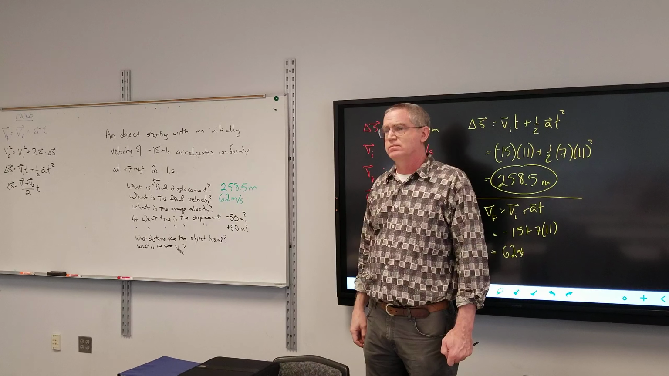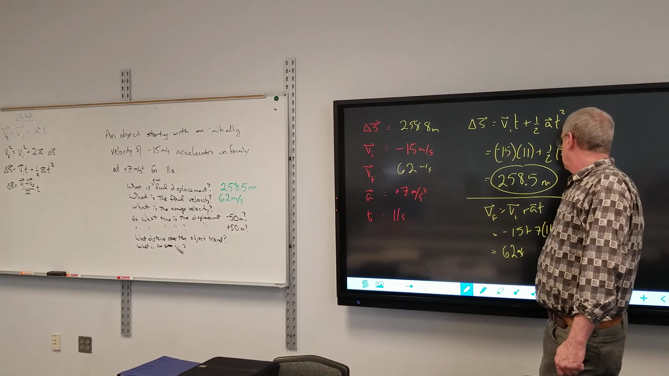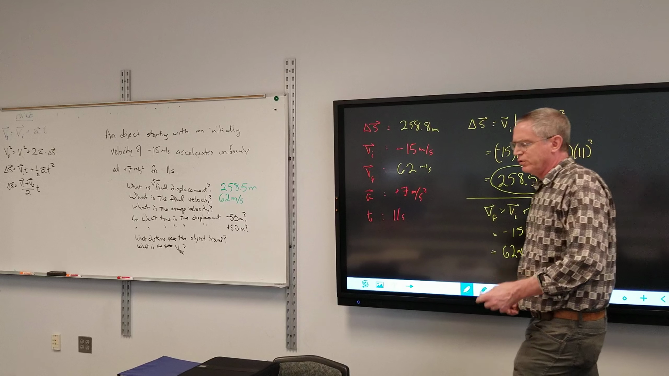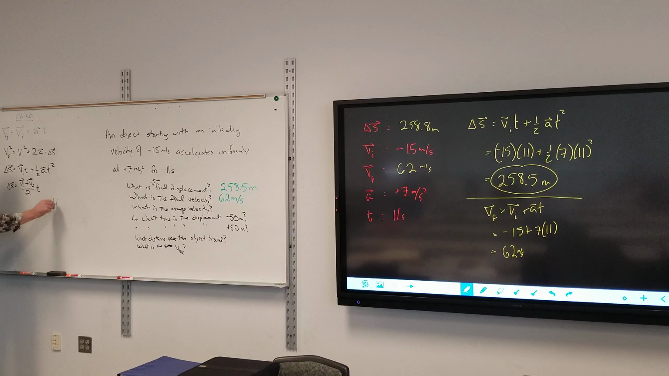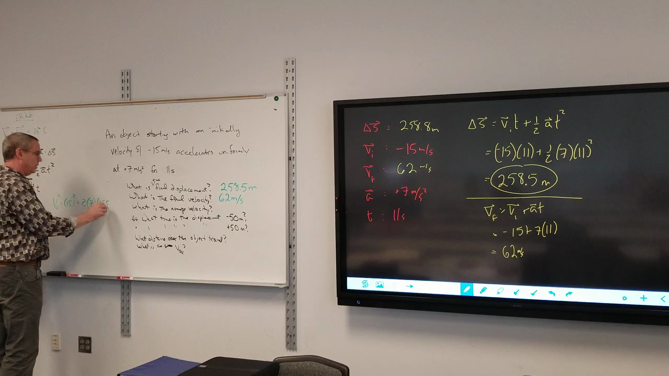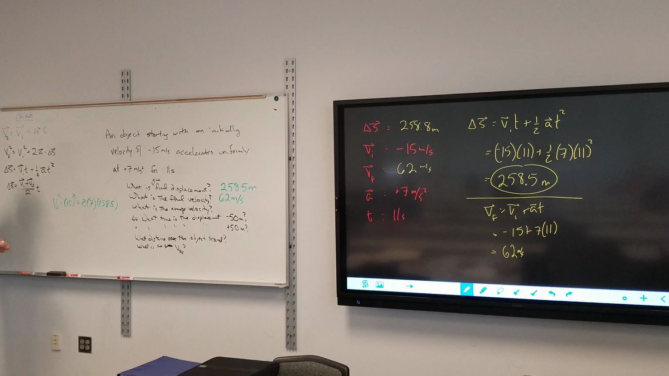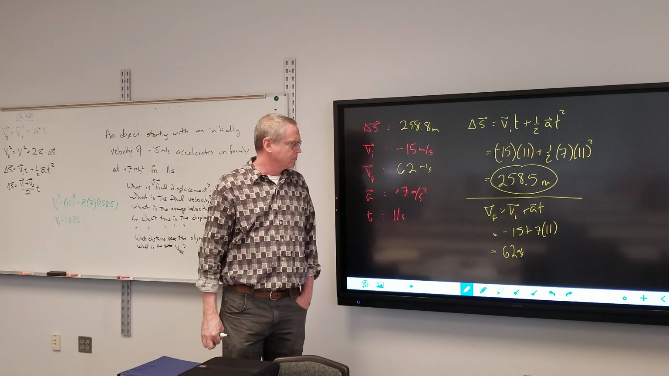So that's what I did, but I didn't get that same answer. I got 58.26. All right, I could have got it wrong. So if we did that second equation, we have VF squared is equal to 15 squared plus 2 times 7 times 258.5. And then you ended up with VF, 58.26. That's when I square rooted it.